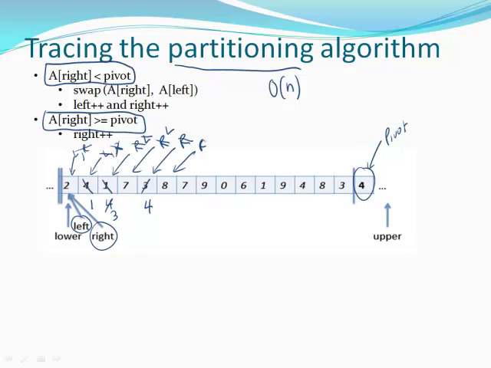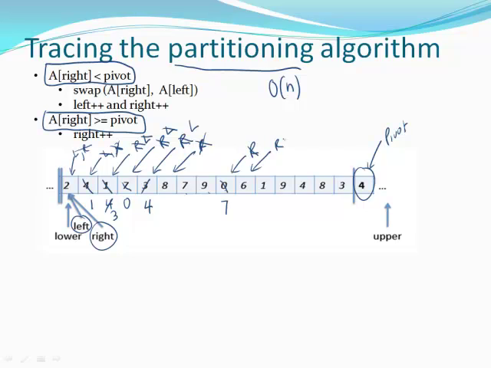Now the right pointer keeps moving forward as long as a of right is greater than or equal to the pivot. So obviously the right pointer will go to 7, to 9, and then we'll stop here next. At this point the right pointer is less than the pivot, so we must do a swap between 7 and 0. So 0 comes here, 7 comes here, and then we should move the left and the right pointers to the right by one place.